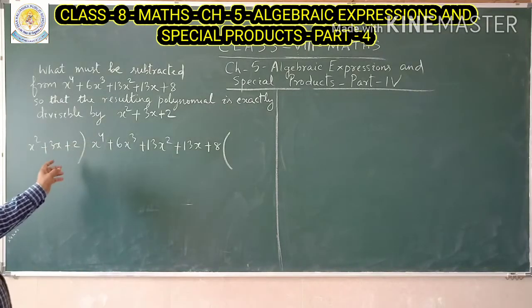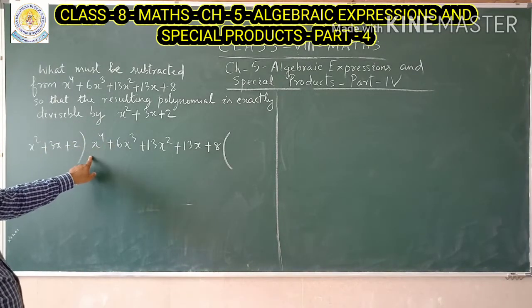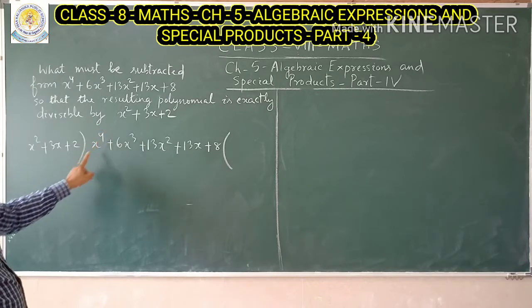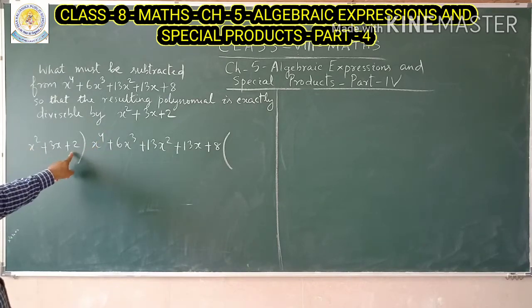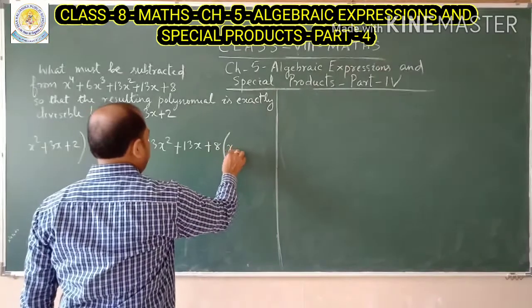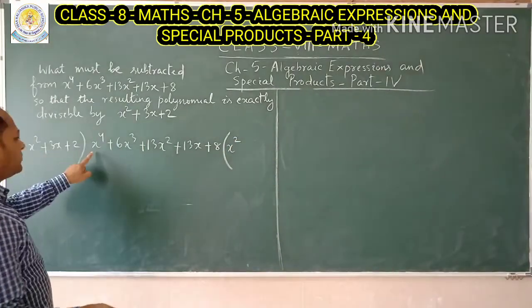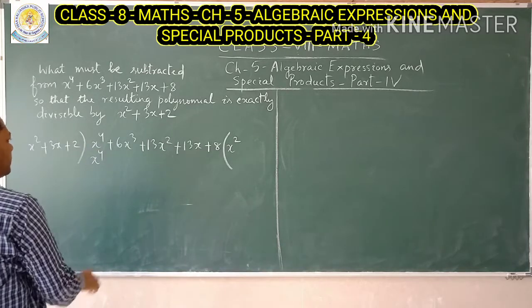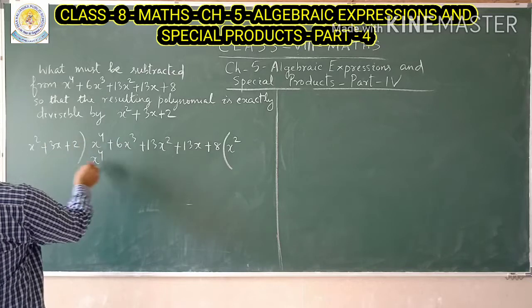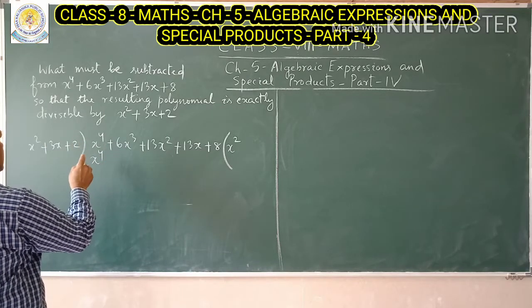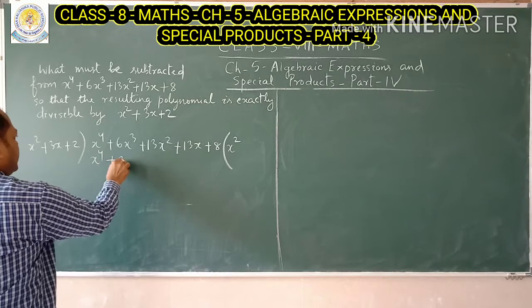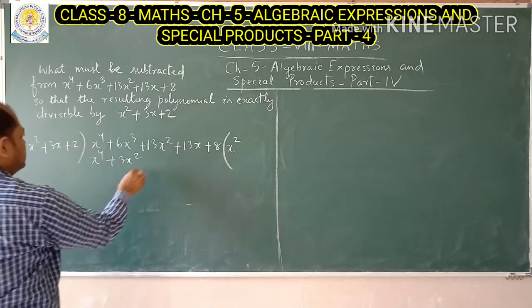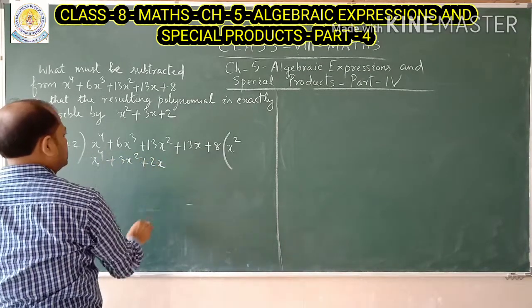So now what is the first term? Look at the first term. What is the first term here? x to the power 4. So what do you multiply with this divisor so that the first term will come x to the power 4? Definitely it is x square. So if you multiply x square with the divisor, we will get the first term. So x square into x square is x to the power 4, plus x square into 3x is 3x cube, then x square into 2 is 2x square.